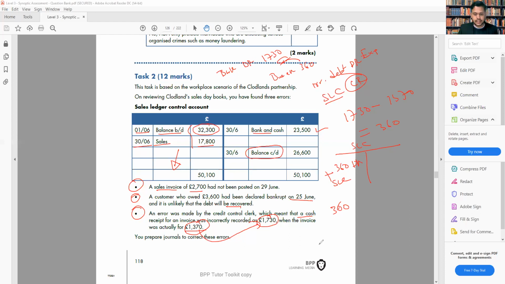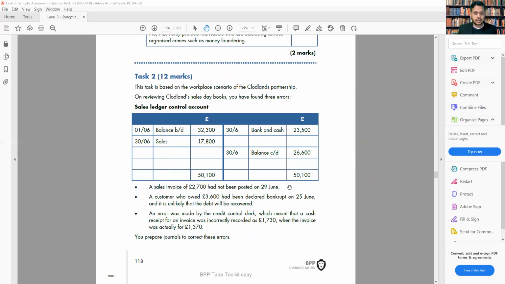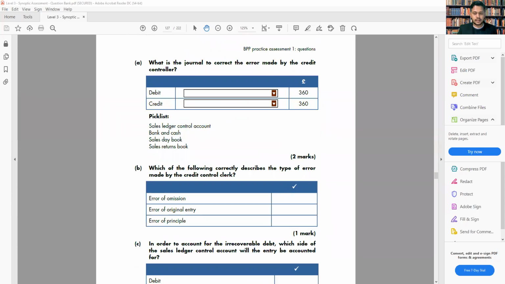Okay, let's have a look. What is the question here? The first one, they said, what is the journal to correct the error made by the credit controller? You already know that. Sales ledger control needs to go up by 360. So I make it debit. Normally sales ledger control is debit. If I make debit, it will go up. And the bank needs to go down, because before bank was a debit, but now I make bank credit. So my bank balance will go down by 360. So my customer balance will go up, bank balance goes down.